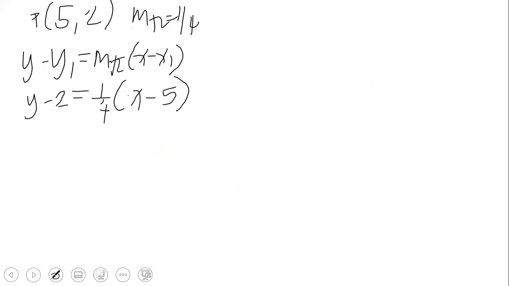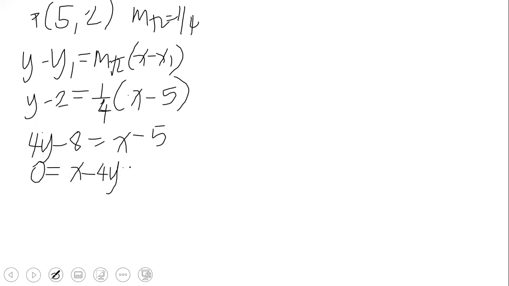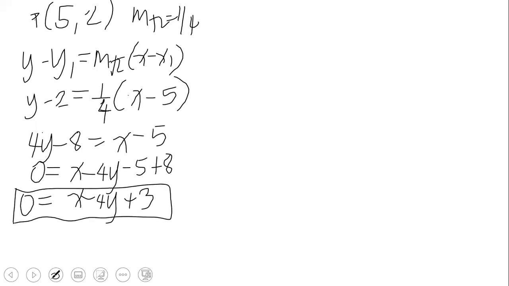To eliminate the fraction, we just cross multiply the 4 to the left side. So we have 4y minus 8 equal to x minus 5. Let's equate to 0. Therefore, this is x minus 4y minus 5 plus 8. Simplifying the constants, x minus 4y plus 3 equal to 0. And this will be the equation of your tangent line.